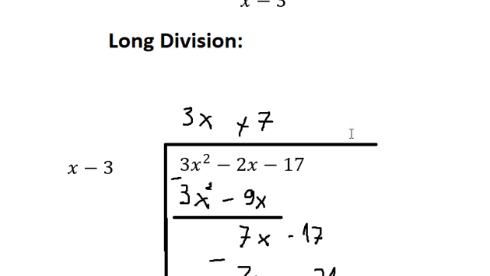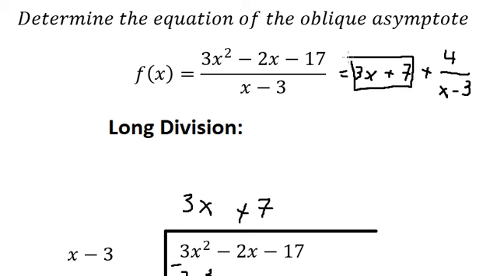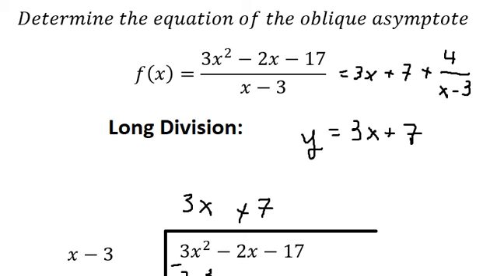So in this situation, we will get 3x plus 7, and we have 4 over x minus 3. After we calculate this, we can find the oblique asymptote, that's this one in here, and you get the right answer. That's y equals 3x plus 7, and we got the final answer.